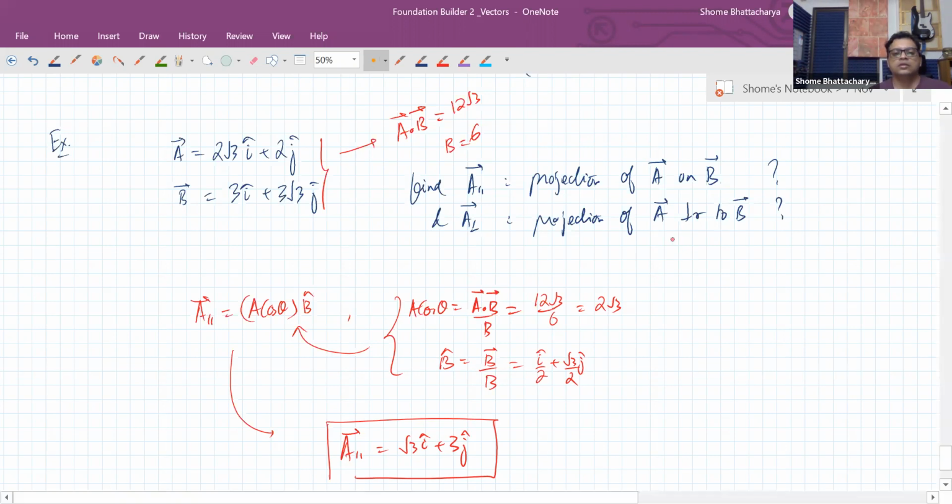Okay. So that is the first part. And the second part, you just have to subtract this one from A. So that will become 2 root 3 minus root 3, so that is root 3 i cap plus 2 minus 3, so that is minus j cap. Okay. So this is A perpendicular.